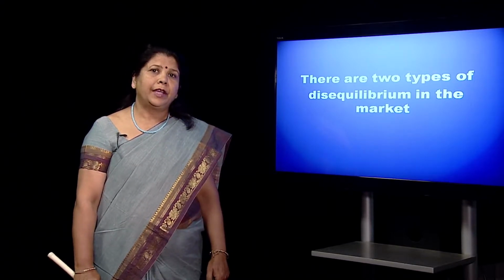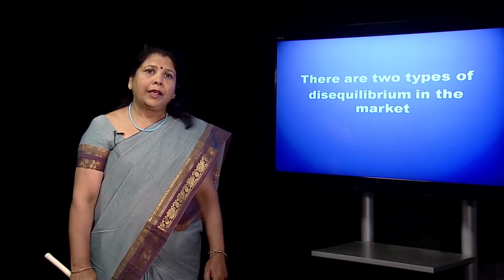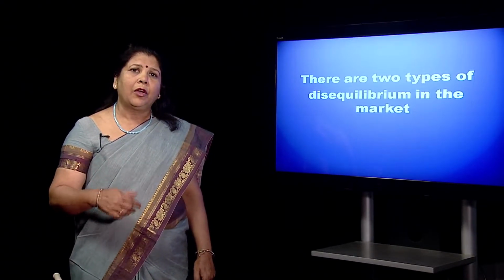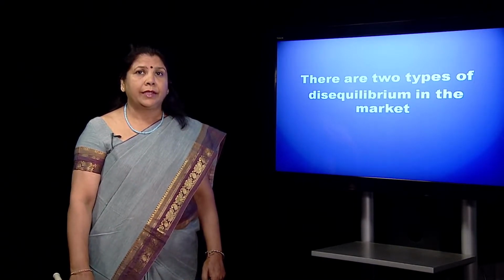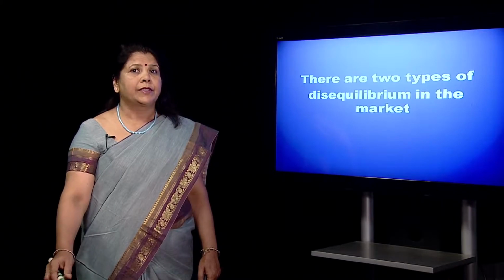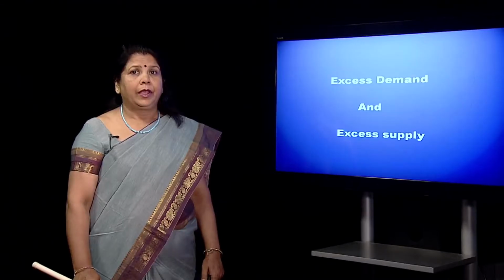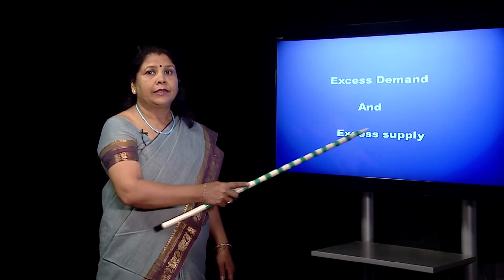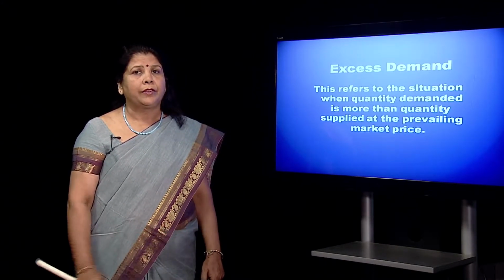Now, what if there is disequilibrium in the market? That means, is it always possible for the price to come down to the level of equilibrium or move up beyond the level of equilibrium? Yes, there is such a possibility, and for this we need to understand the two situations that occur in case of a disequilibrium. These are excess demand and excess supply. Again, let us go into the details of each one of them.